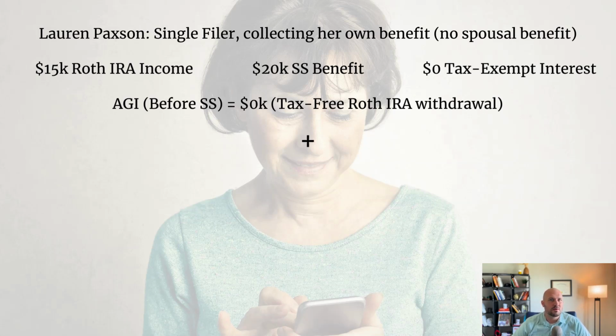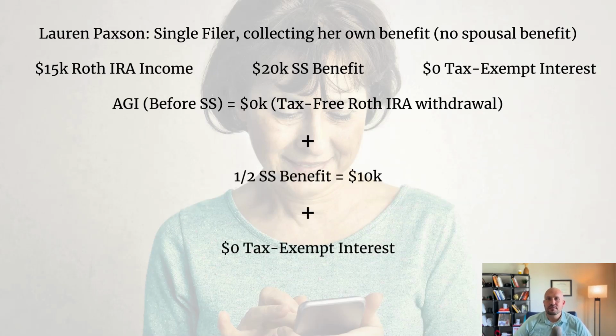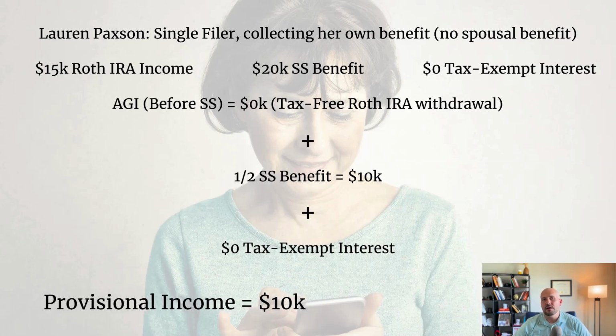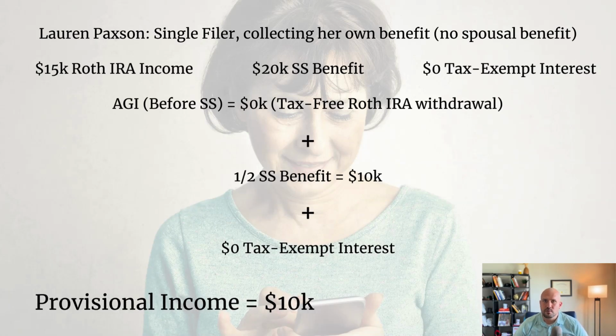What we then want to take into account is her Social Security benefit, a $20,000 a year benefit. We take half of that amount, and that would be $10,000. It gives us a provisional income of $10,000 per year. As we discussed earlier, she doesn't even meet that first threshold.